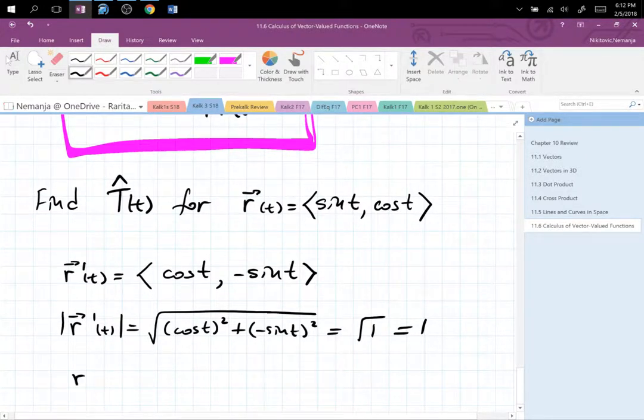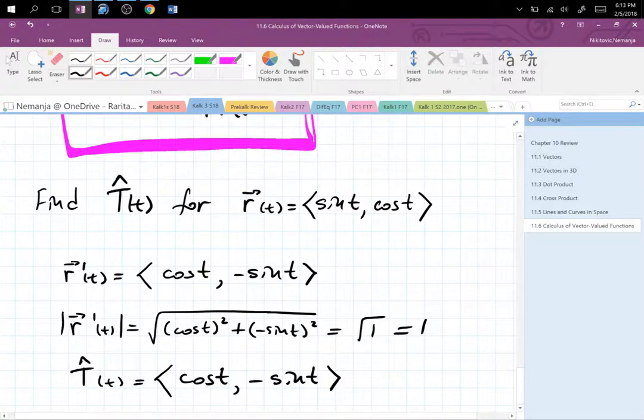So what is our unit tangent vector? The unit tangent vector of t is equal to just cosine t, negative sine t, because you are dividing everything by 1.